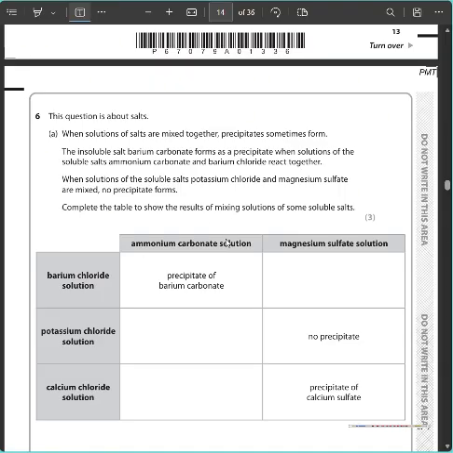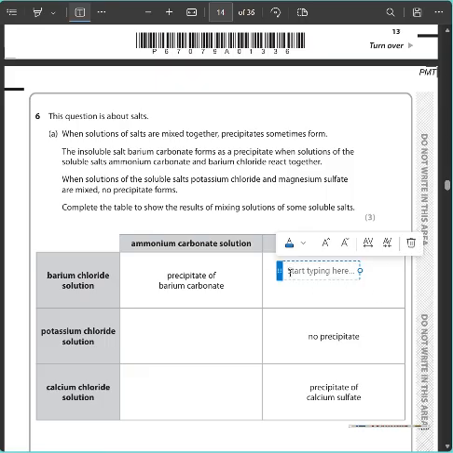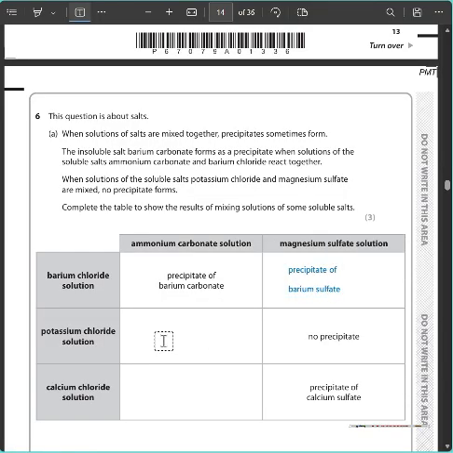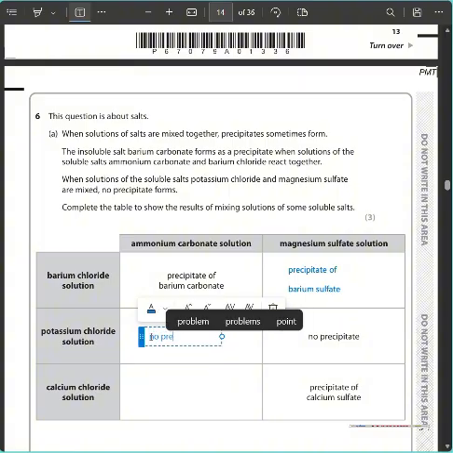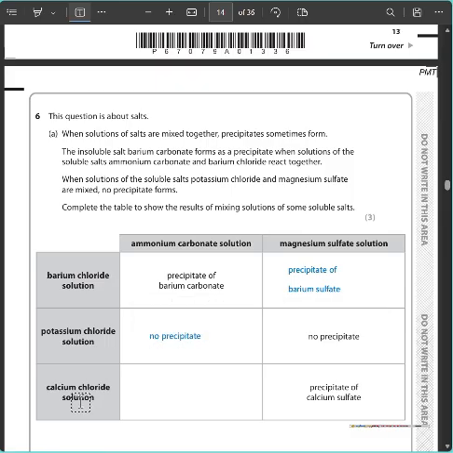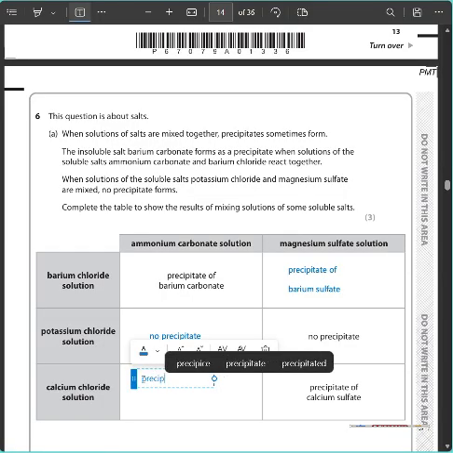Okay. Barium chloride solution, ammonium carbonate solution, precipitate of barium carbonate. Barium chloride solution, magnesium sulfate solution, the precipitate of barium sulfate. Potassium chloride solution, ammonium carbonate solution, there will be no precipitate. And calcium chloride solution, ammonium carbonate solution, there will be the precipitate of calcium carbonate.